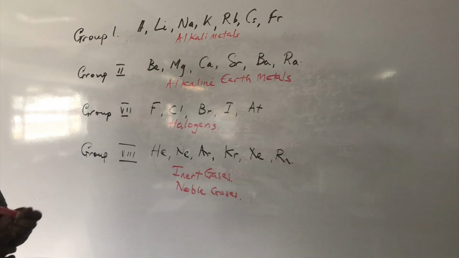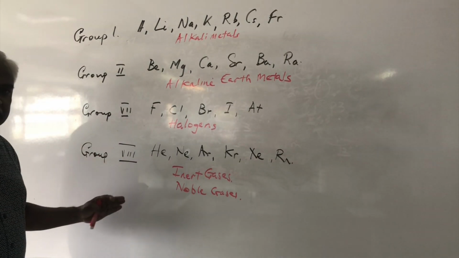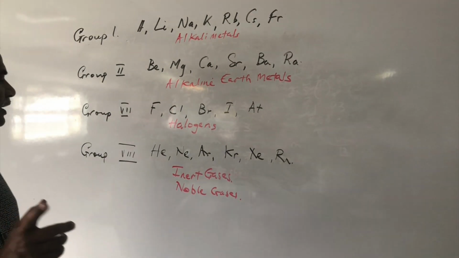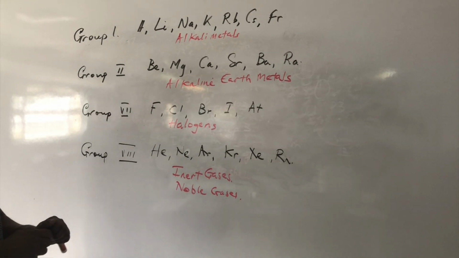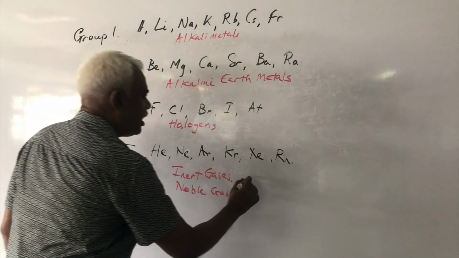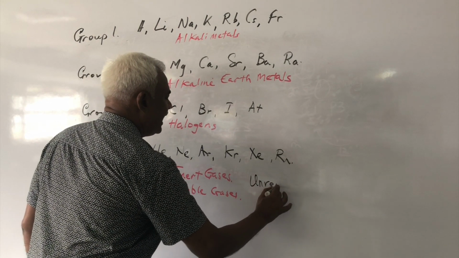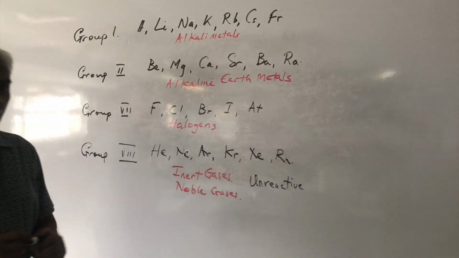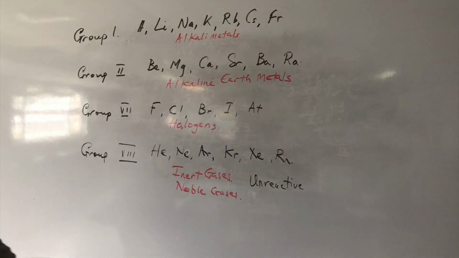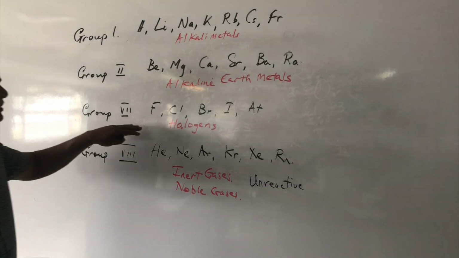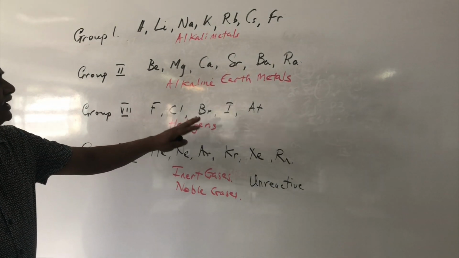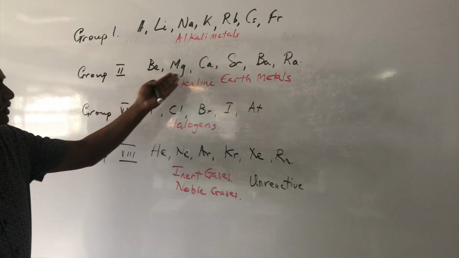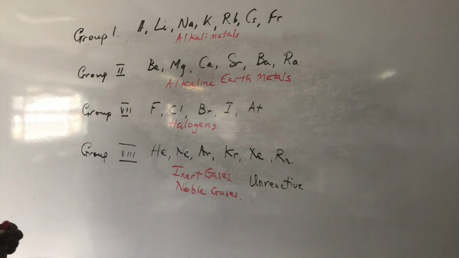Okay? Now, just a little note, because their outermost shell is completely filled, the noble gases will be inert or unreactive. Group 8 being inert or unreactive. The halogens, fluorine, chlorine, bromine, iodine, astatine. The halogens, group 7, alkaline earth metals, we have them there, and group 1, the alkali metals.